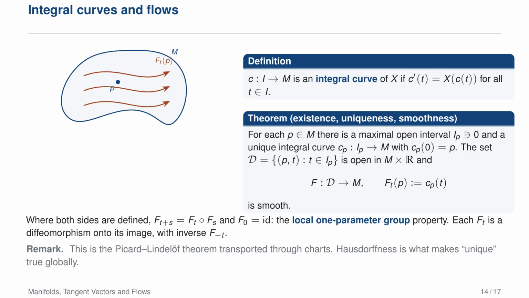F sub t plus s equals F sub t composed with F sub s, and F sub 0 is the identity. That is the local one-parameter group property. Each F sub t is a diffeomorphism onto its image, with inverse F sub minus t. This theorem is Picard-Lindelöf, transported through charts. The chart independence is exactly the compatibility we insisted on earlier. And Hausdorffness is what makes the word unique true globally rather than merely locally.